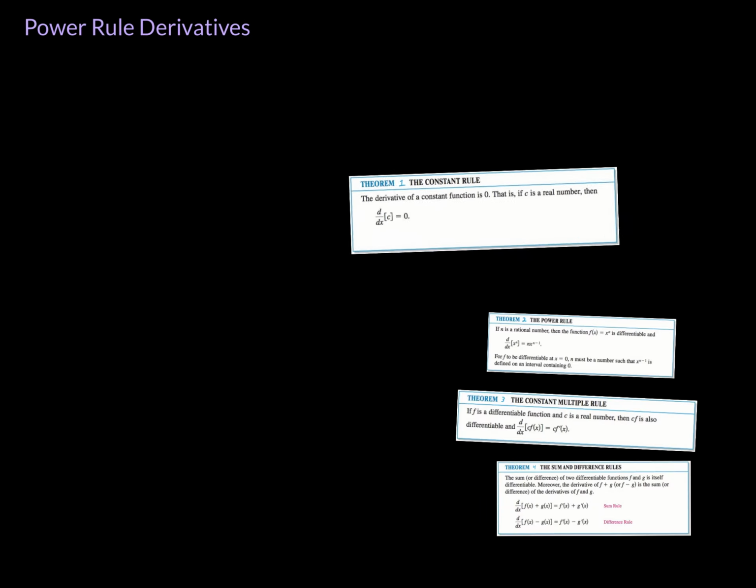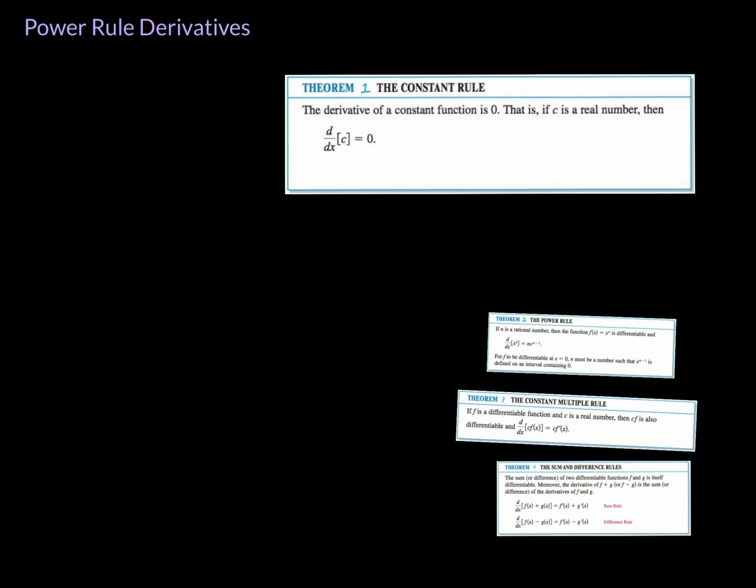And first up is the constant rule. Okay, this says that the derivative of a constant function is 0. That is, if c is a real number. And this is the notation. We're going to take the derivative of this function c, and the derivative of it equals 0.